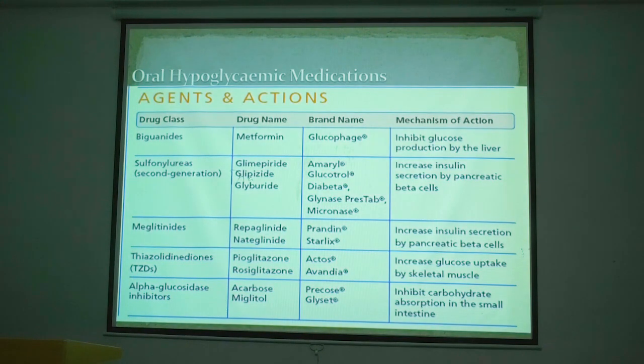What is the action of these oral antidiabetic medications? What do sulfonylureas basically do? Increase insulin secretion. Meglitinides stimulate insulin secretion by beta cells. TZDs increase glucose uptake by skeletal muscles. Alpha-glucosidase inhibitors inhibit carbohydrate absorption in the small intestine. You have to write it and just understand the mechanism of action.